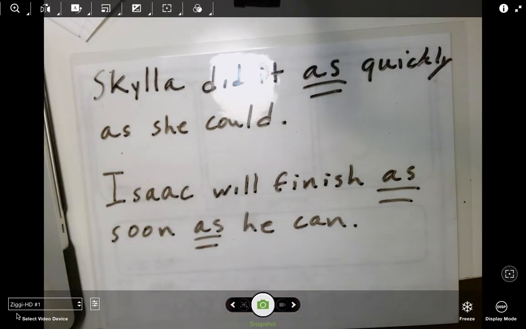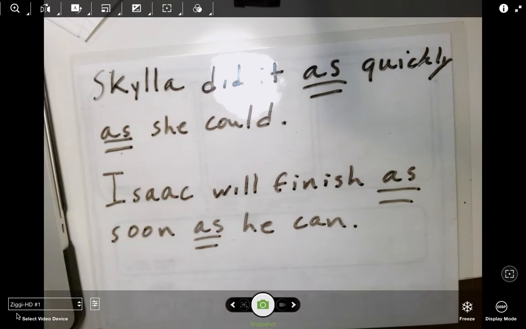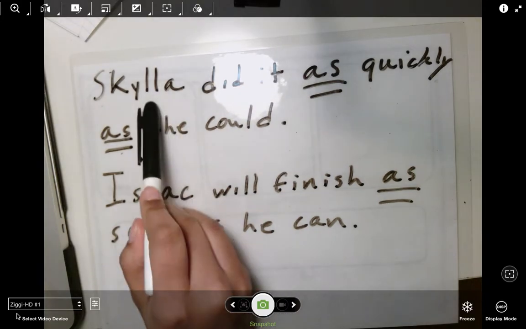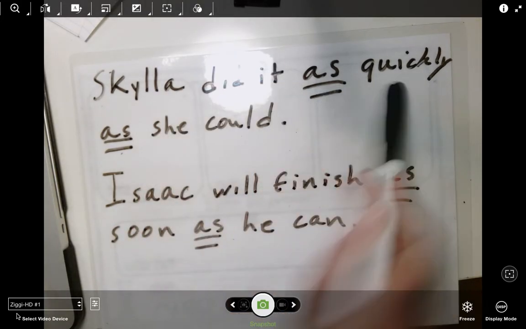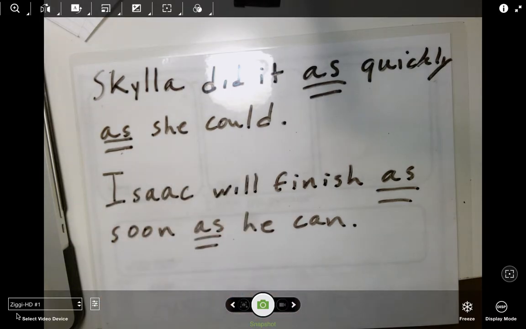Now, I underlined one of my tricky words, one of my sight words, as, but there was another one that I missed. I wonder if you guys see it. Ding, ding, ding. I actually wrote it twice. Skyla did it as quickly as she could. Okay? This is a sentence using the word as.